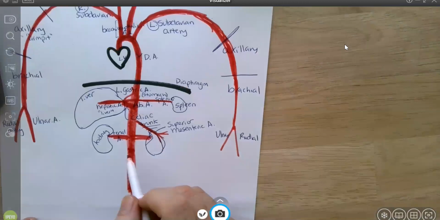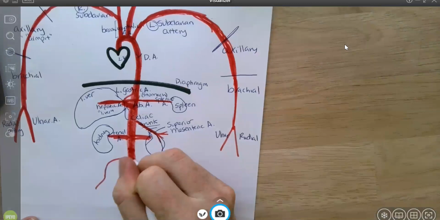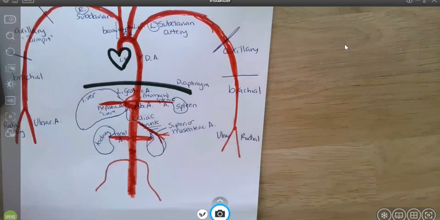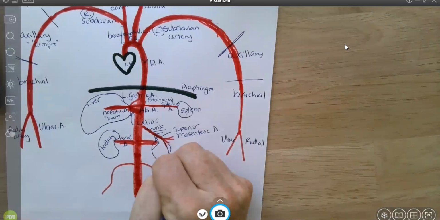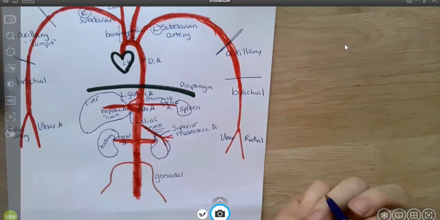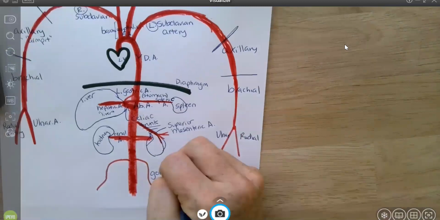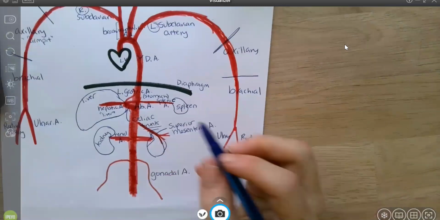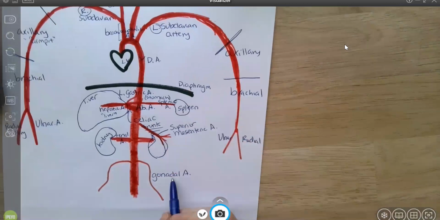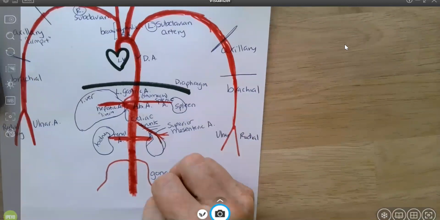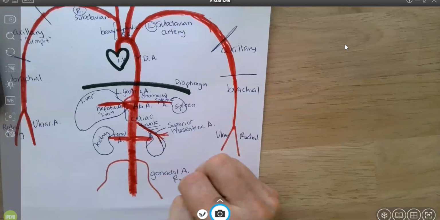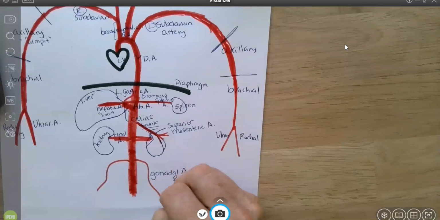Okay, next one. The next one is going to be gonadal. So gonadal is what we call it when we don't know whether it is male or female. So we're just going to generally go with gonadal arteries. And so the gonadal arteries are going to go towards the gonads. So what that means is if it is female, it's going to go to the ovaries. If it is male, it'll go to the testes.